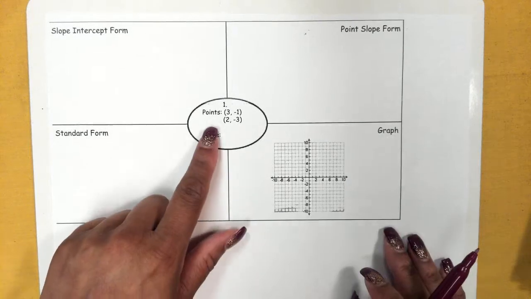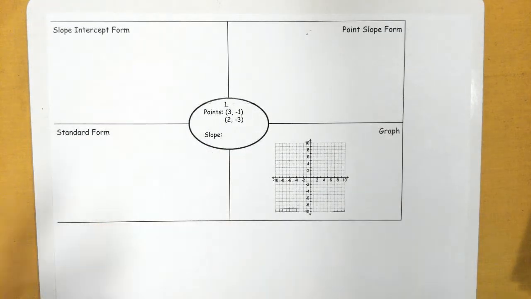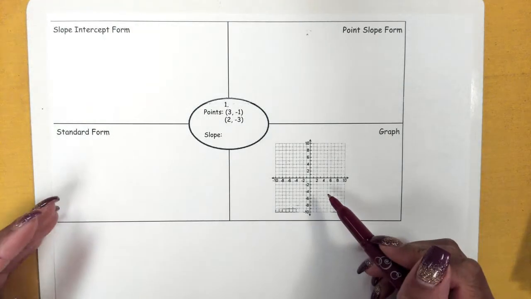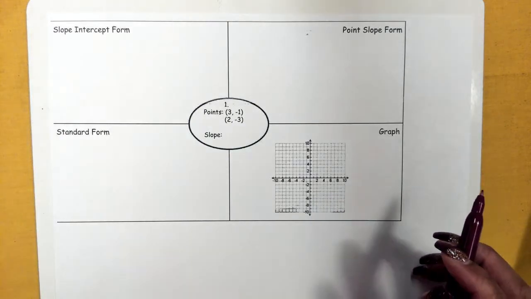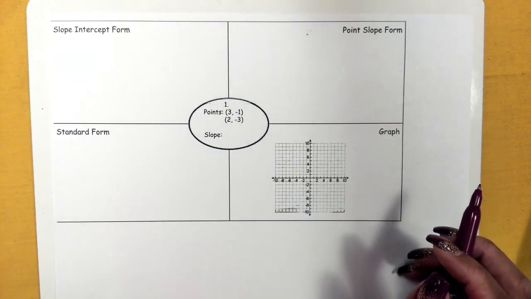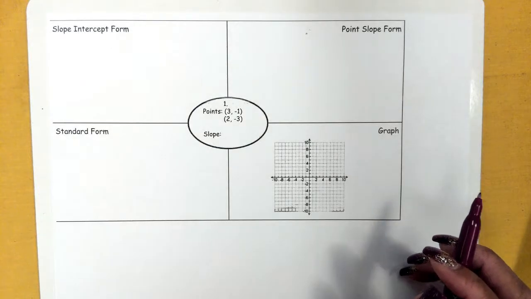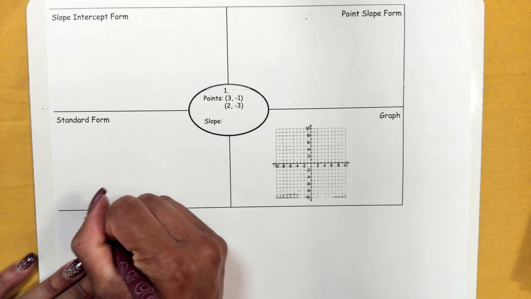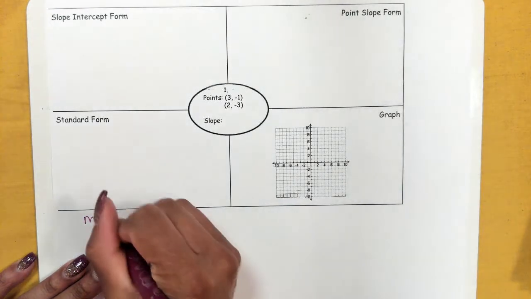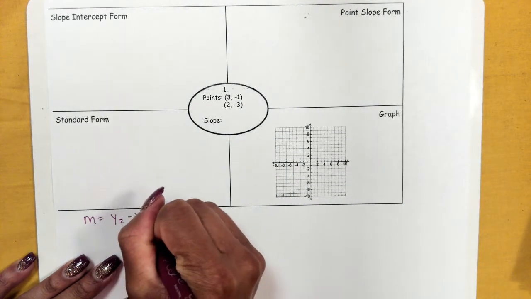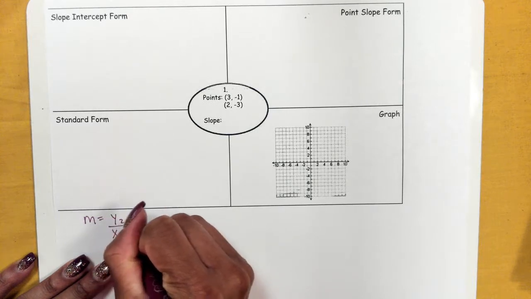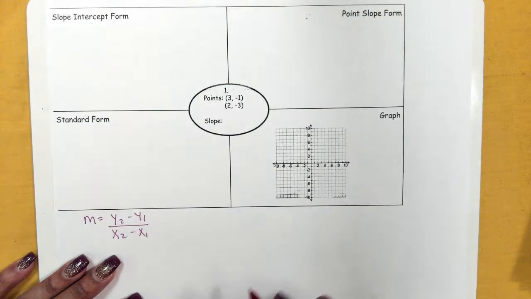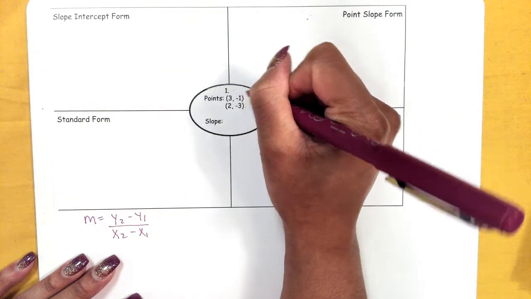And so we are given 2 points and we have a blank for the slope. So our first step initially is to find the slope. And there are 2 ways of doing so. You may graph the 2 points and use rise over run, or you may use slope formula. And slope formula is, I'm going to write it here at the bottom so there's room, m equals y2 minus y1 all over x2 minus x1.